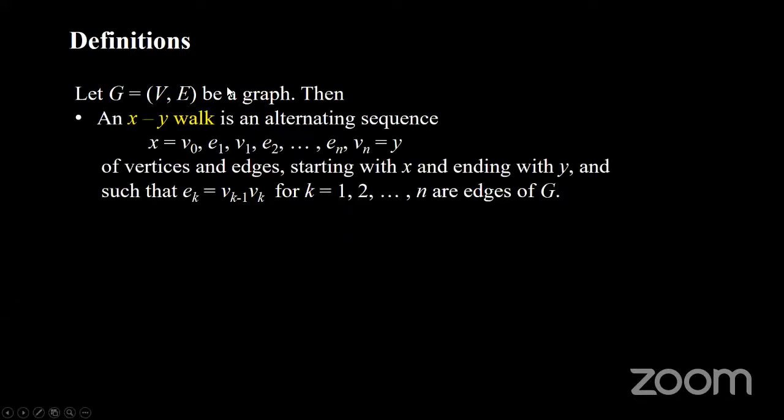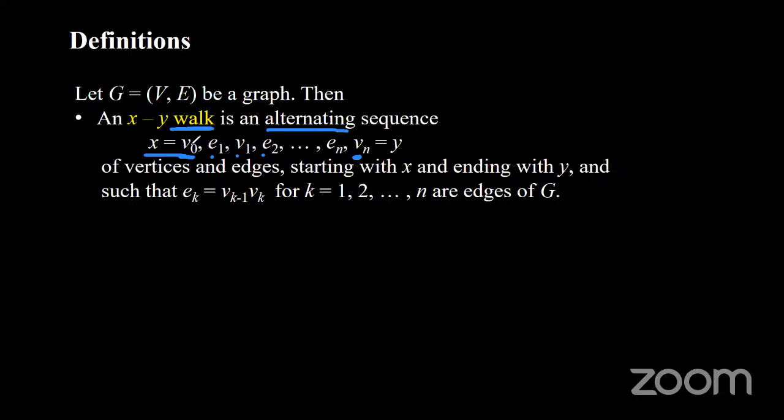Now, the XY walk is an alternating sequence starting with a vertex, and then edge, vertex, edge, and so on, and ending with a vertex. So the first one is X, and the last one is Y. That is an XY walk.